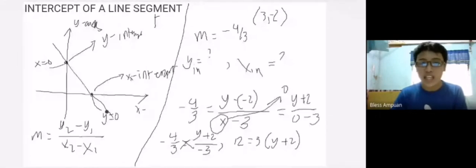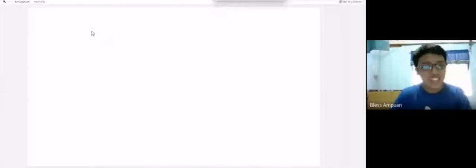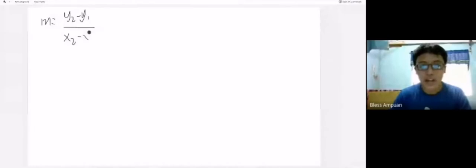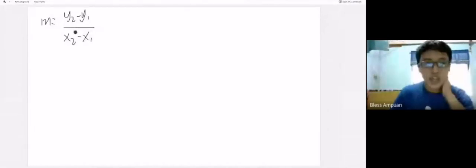The same concept applies: we need to use the equation of the slope to find the x and y intercepts. So if we are given such functions, let's wait a moment. To find the x and y intercept, again our slope is equal to y sub 2 minus y sub 1 over x sub 2 minus x sub 1. This is our slope, so we are going to find the x and y.